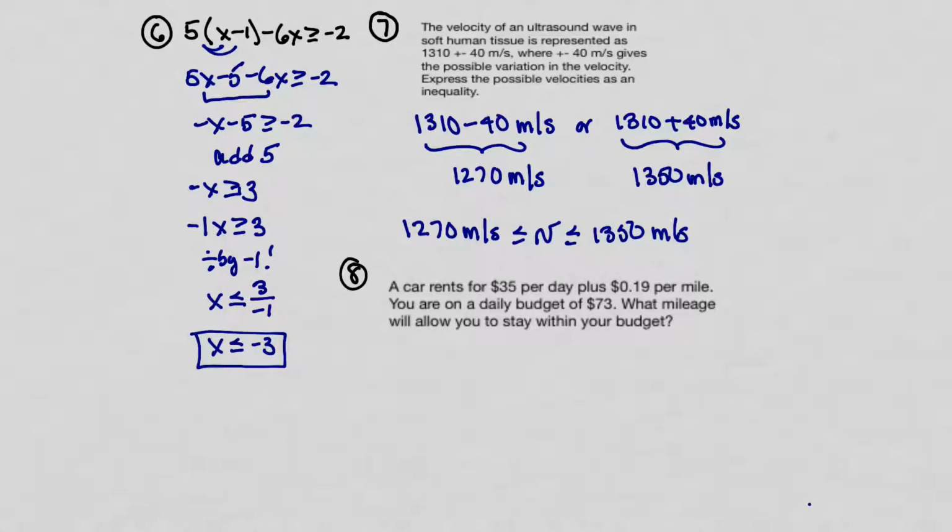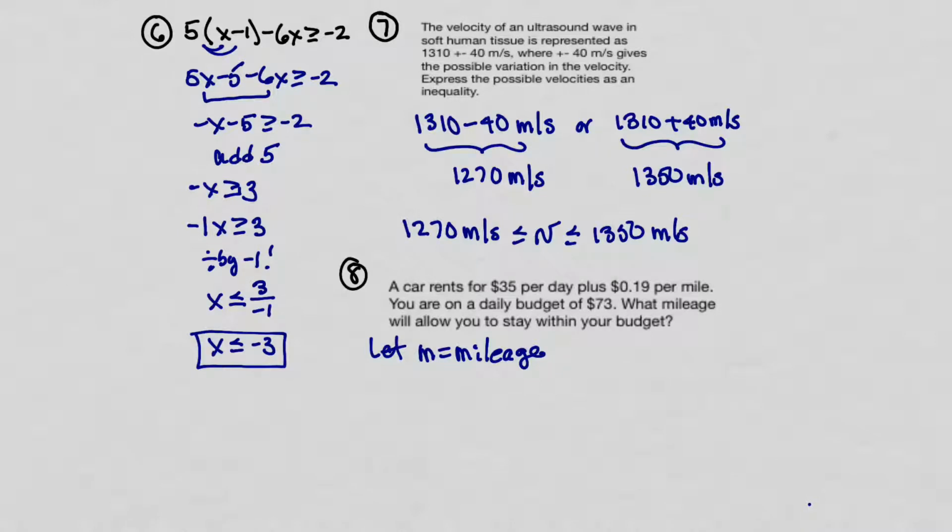In this problem here, number 8, we're going to rent a car that costs us $35 a day, basic price, plus 19 cents for every mile we drive it. And we're on a budget, say, of $73, so we're not going to spend more than $73, up to and including 73. And what we want to know is this: what mileage can we drive to allow us to stay within our budget? So we're looking for mileage. So why don't we introduce a variable? Why don't we say let m equal the mileage that we're able to drive?